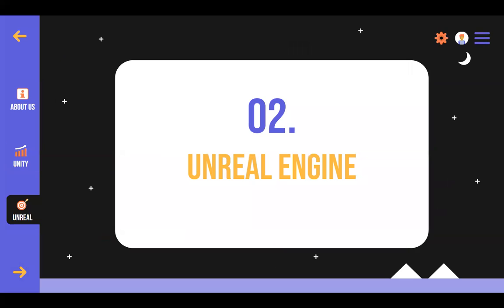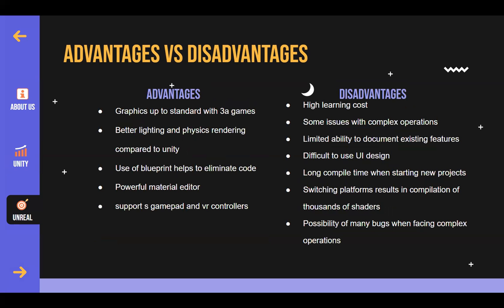Hi, my name is Zheng Yi, and I'm going to introduce the Unreal Engine. I'm going to tell you about the advantages of the Unreal Engine. For Unreal Engine, the graphics are completely up to the standard of 3A games. Lighting and physics rendering are much better than Unity. It has a powerful material editor, good support for gamepad and VR controller, and it provides a variety of game templates for prototyping with blueprints even faster than Unity.